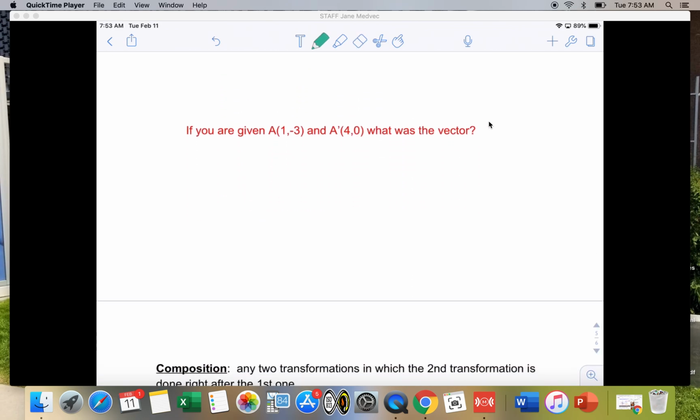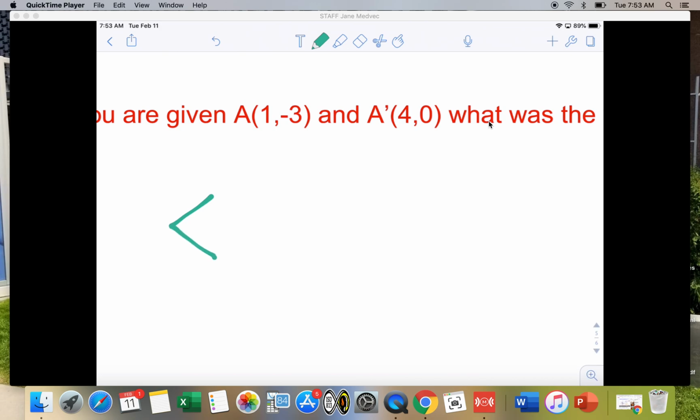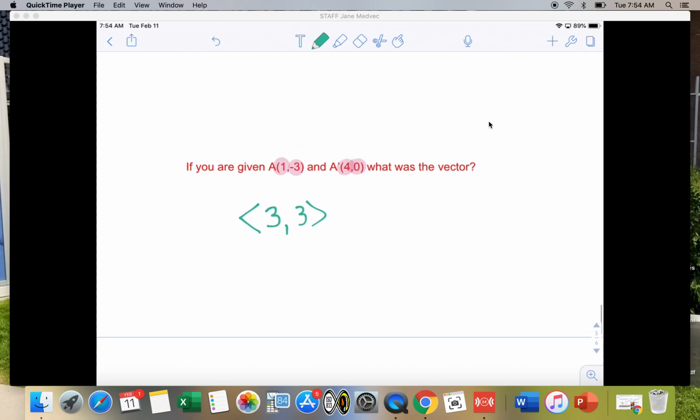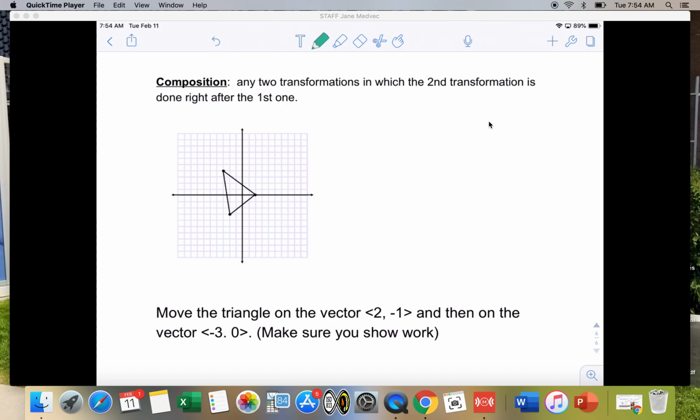Now, if I come down here, it says you're given something like this, A and A prime. And what it's asking you to do is, what is the vector? So again, how you do this is you've got your carets here. I'm going to take a look at your 1 and your 4. And what I did was I added 3. So I'm going to make this a 3. And then I'm looking at -3 to 0, and I added 3. So this vector ends up being (3, 3). So really all you're doing is taking a look at your ordered pairs and going, okay, what did I do to the X and what did I do to the Y? And then you've got your answer. All right, let's move on to the next problem.